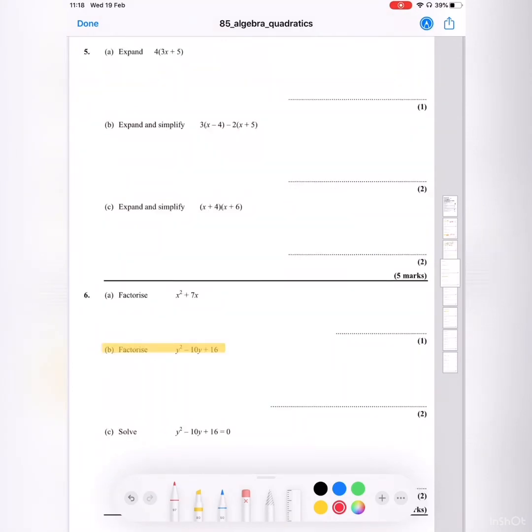So question 6b, again, must be 2 brackets. Y must go at the beginning because we've got this y squared. So hopefully we're seeing a pattern. These are very similar. You just need to get used to working with them. So again, times to get our last term. Add to get the y term.